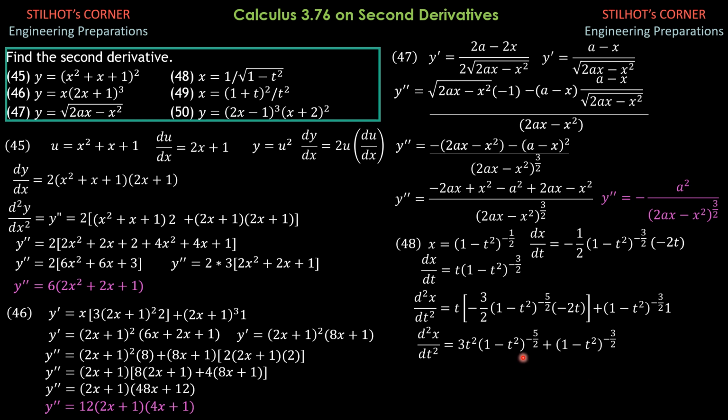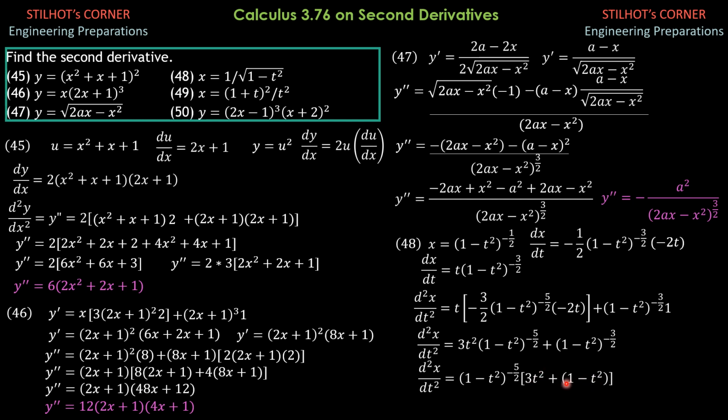Common factor is 1 minus t squared quantity raised to negative 5 halves. So let's factor that out. Then we have 1 minus t squared raised to negative 5 halves times quantity 3t squared, then plus quantity 1 minus t squared to the 1, or 1 minus t squared alone. So the second derivative is, this is 1 plus 2t squared.